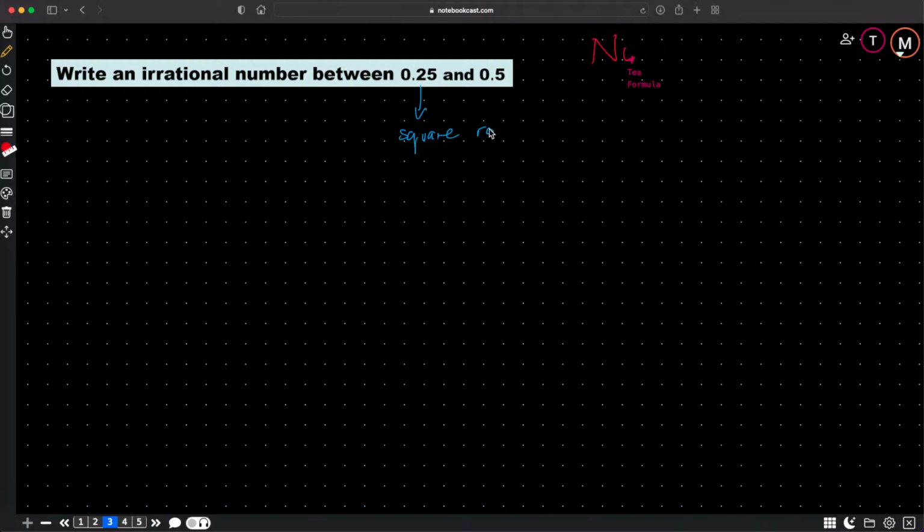Did we say no calculators, by the way? No calculators, yeah. So we're trying to do this without a calculator.